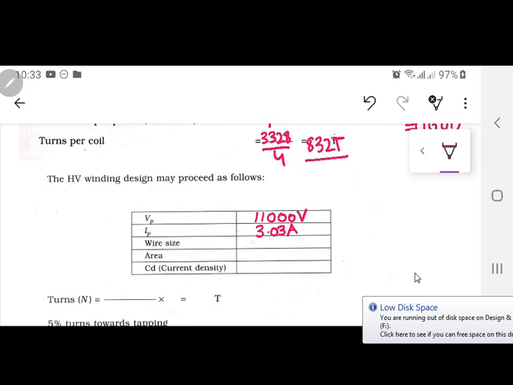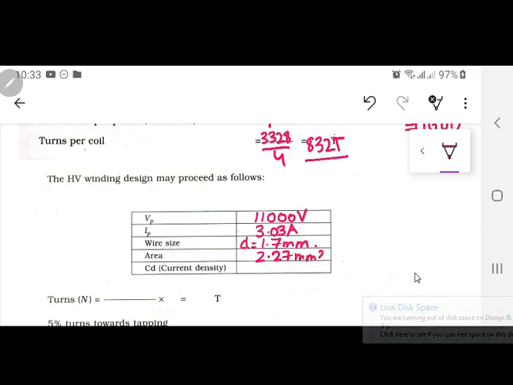What was the wire size? 1.7. Diameter size. This was the diameter size, 1.7 mm square. You can write D over here or diameter, totally up to you. What was the area? 2.27 mm square. Please remember, units are very important.